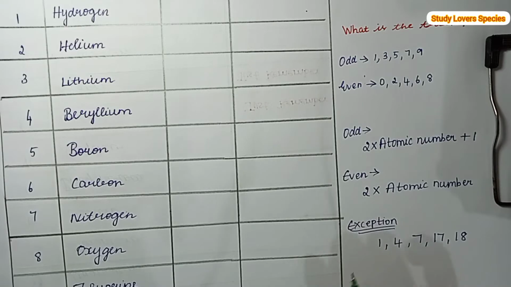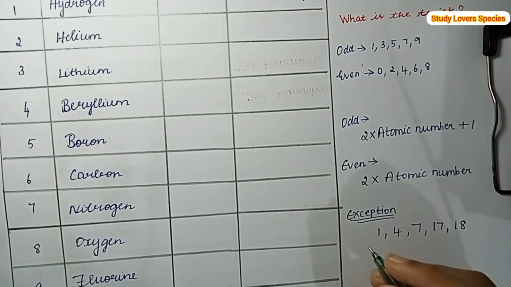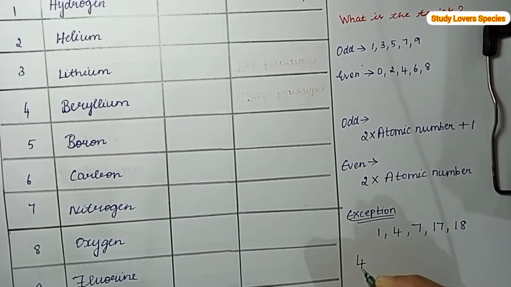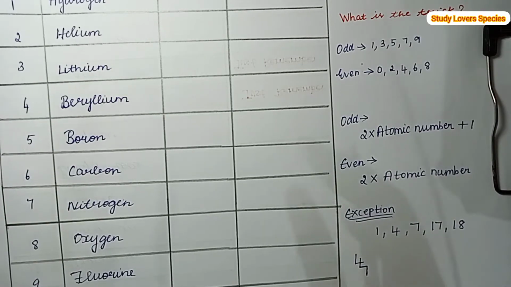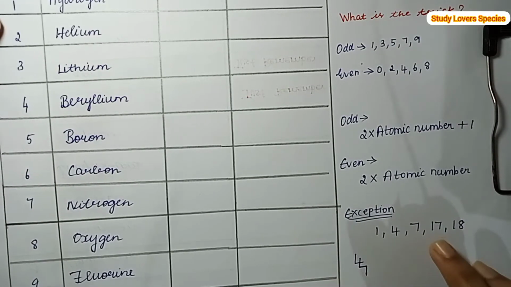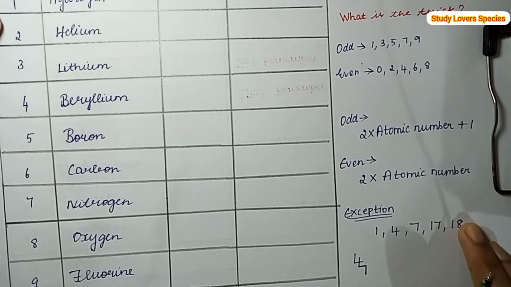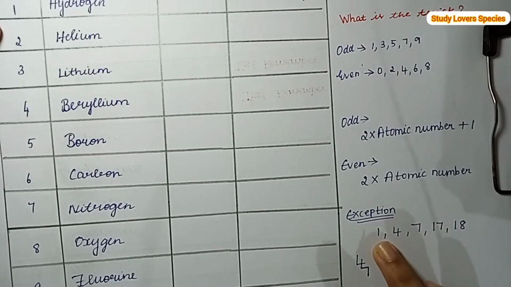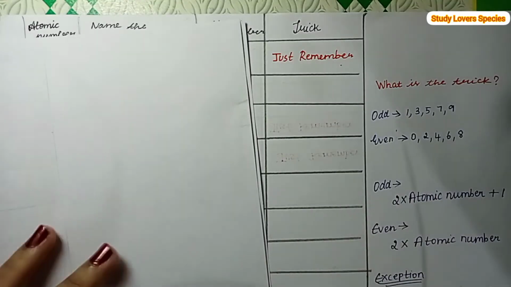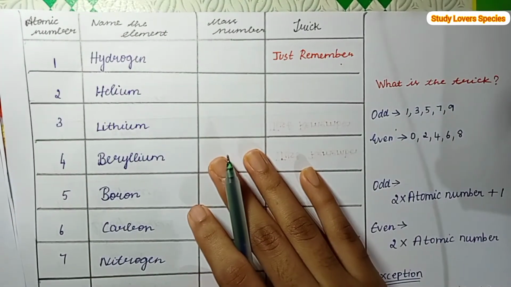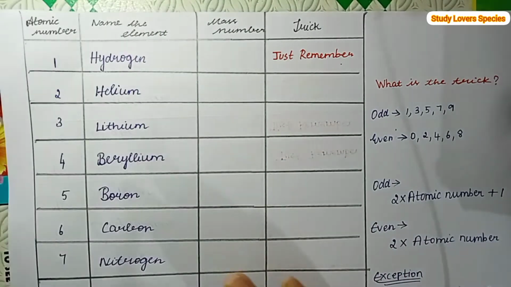I will give you a trick to remember these exceptions: 1, 4, then 7. Next, you can remember 17, and the number after 17 is 18. Okay, these are the exceptions: 1, 4, 7, 17 and 18. Exceptions I will teach you after. First, let's go with the trick.